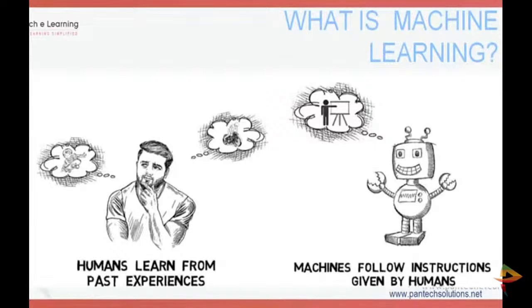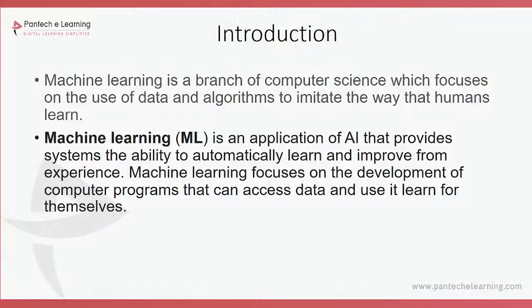But how can a machine learn? Based upon past experiences they will not learn, because they don't have any memory power or any system like human intelligence. We have to create that by instructions. So a machine follows instructions which are given by human beings. So, introduction of machine learning.